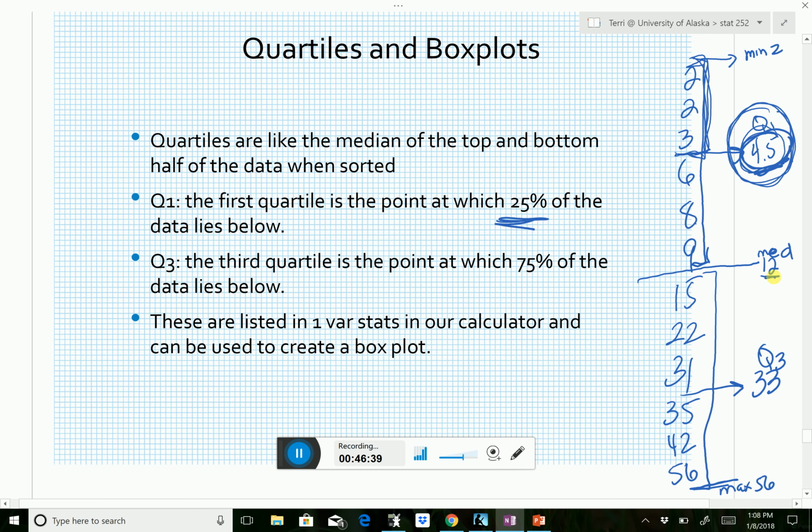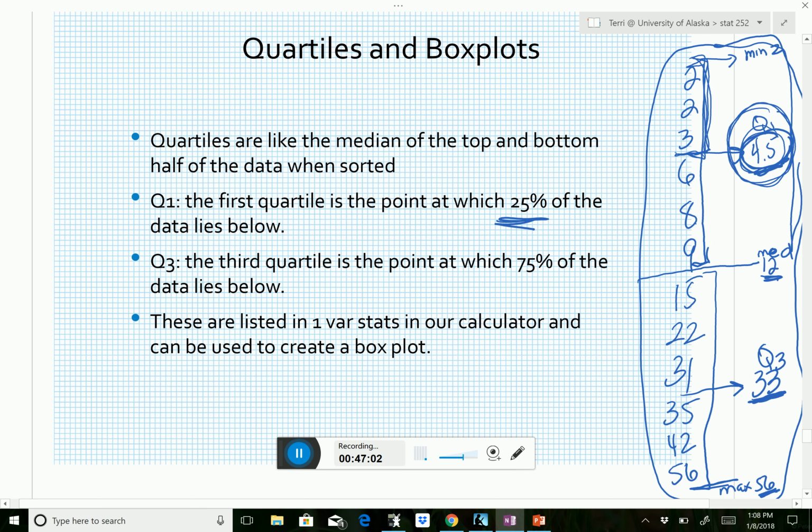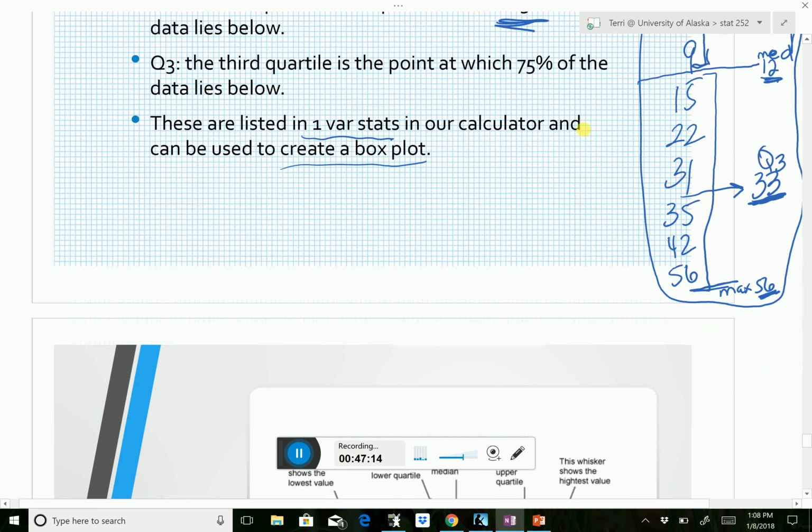Of course, 50% lie below 12 and above 12. 33, or 75%, lies less than 33, and everything lies below, less than or equal to, 56. So we're able to break up the data into four pieces, and it gives you an idea of what your data looks like. It's just another way. These are listed in our one-variable stats, not something you're going to have to do by hand. And you can use these to create a box plot.